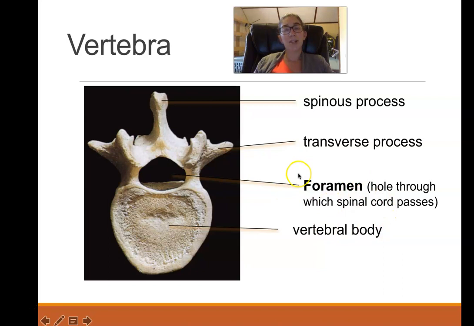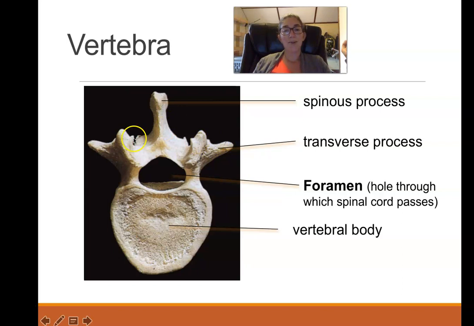And this hole here, or the foramen, foramen is a medical term for a hole in a bone, not like a hole from being shot with a bullet, but the holes that are naturally in bones that allow for things like nerves to pass through them. All of the vertebrae have a foramen, and that's where the spinal cord fits through.